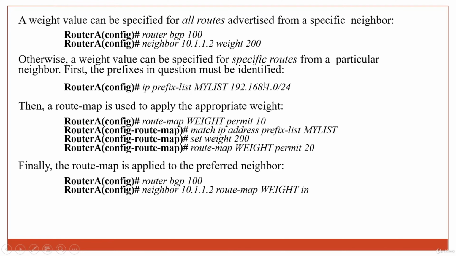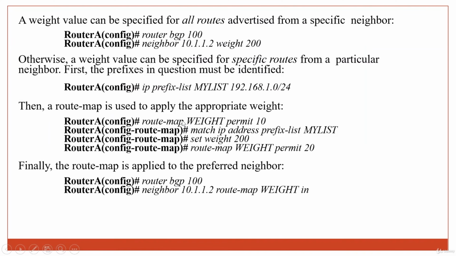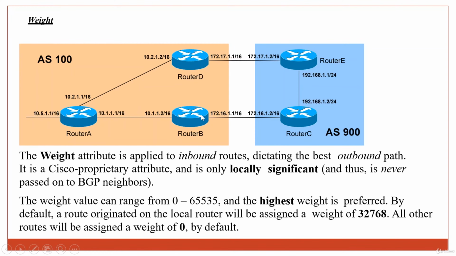So then we can create one ACL or prefix list or access list, and then create the route map. We can match the prefix list, set the weight, and apply it to the neighbor. Here you can see the direction is in for the outbound traffic, correct? So to reach this network, I have applied weight to my neighbor, which means router A will prefer B to get these routes, correct?